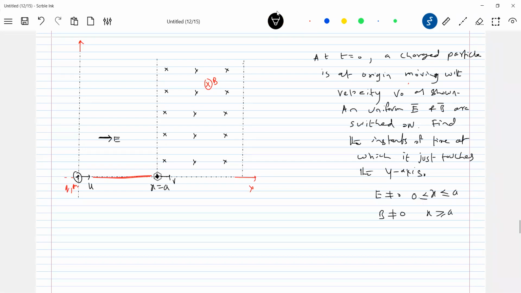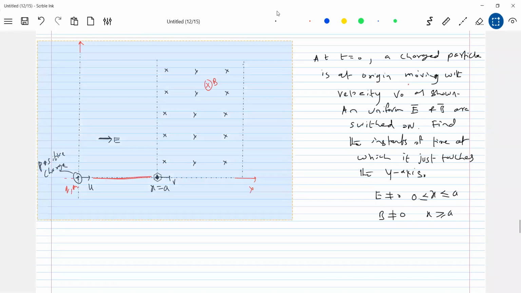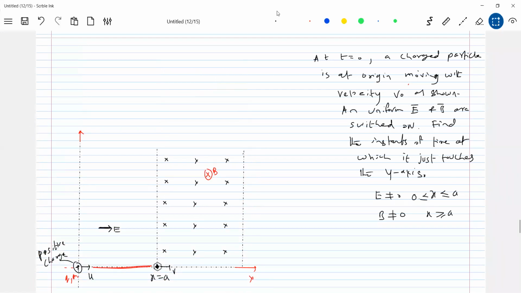This is a positive charged particle. Better let me write here. Now what should happen to the charged particle? What type of path? Again, it's a curved path, and since the magnetic field is present for x greater than a, what is the radius? The x extent is very large, so the magnetic field acts almost over a large distance. So it's going to describe a semicircular path.